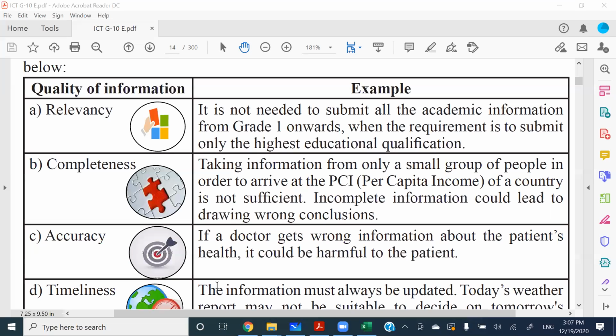So what happens? Everything will get changed. Your rank, your total, your average, right? Even your mindset is also changed. So the information should be an accurate one. Otherwise, we are going for the wrong decisions, right? So if a doctor gets wrong information about the patient's health, it could be harmful to the patient.